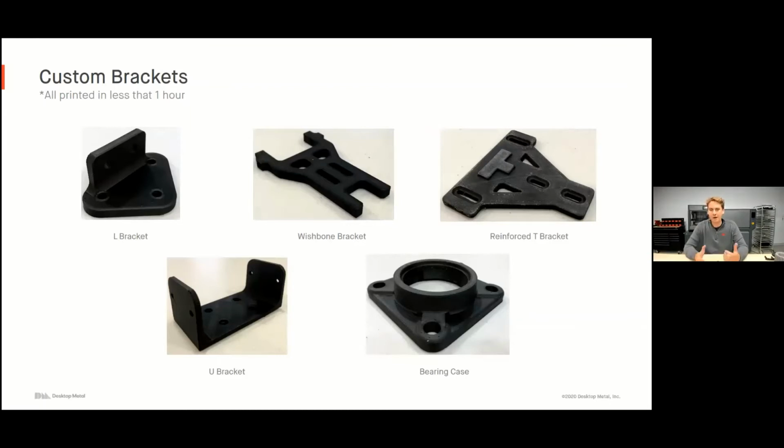You can think about how beneficial that technology is to be able to, oh, we need to rig up a sensor into our machine real quick. No problem. Let me model up a bracket, throw it on the printer. I'll come back from lunch, pull it off, and we're ready to install it. Great application for the fiber printer.